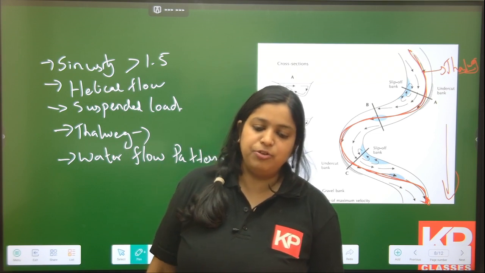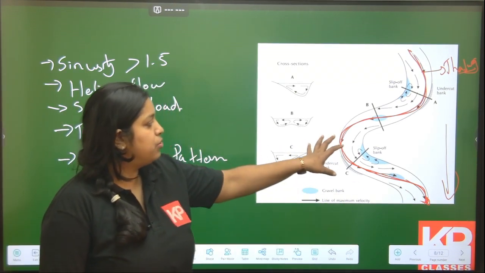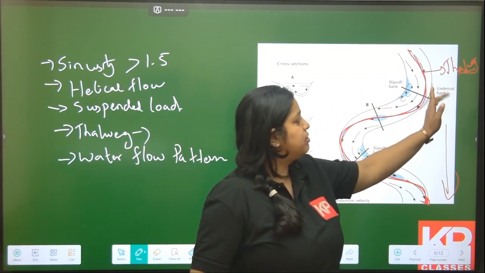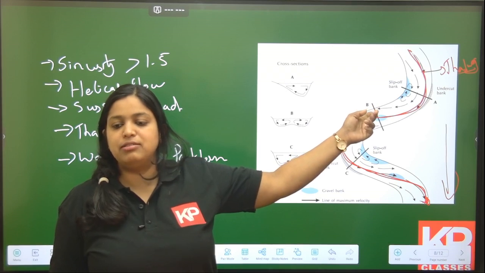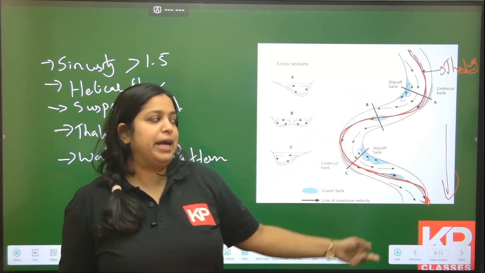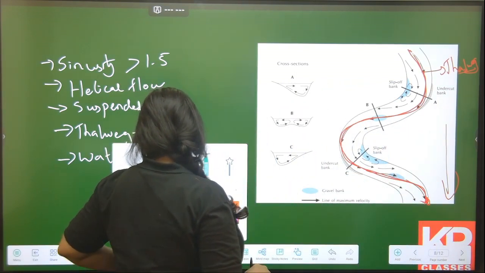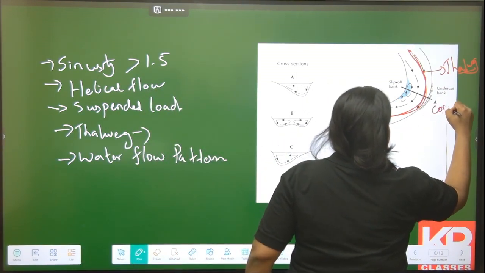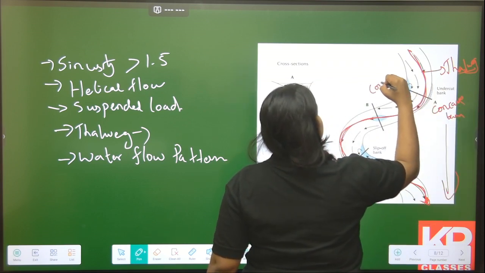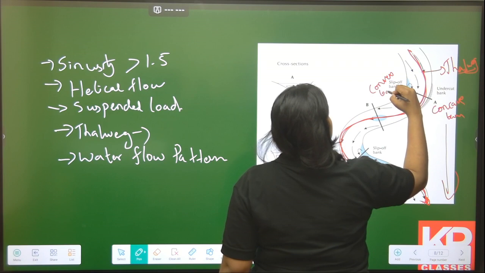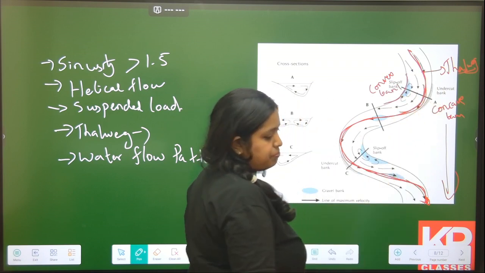Now, when it comes to the water flow pattern in detail, the water is pulled towards this side over here. So this is the outer surface, or the concave bank. We can call this the concave bank, whereas this is the convex bank. This is the convex bank and this is the concave bank.